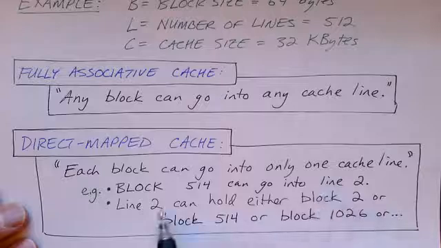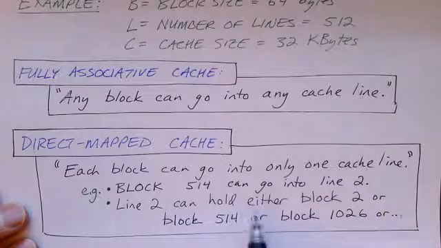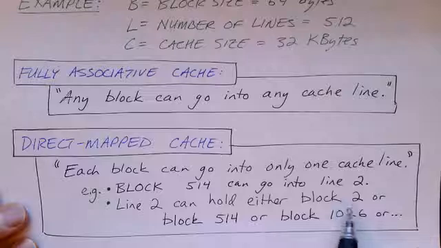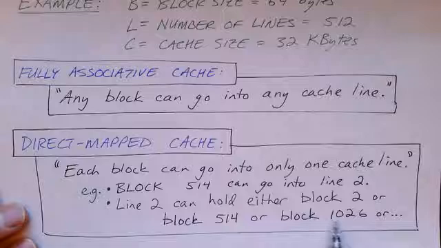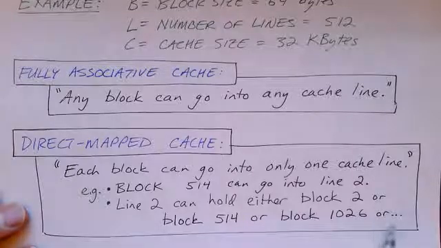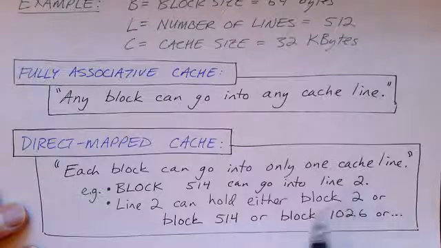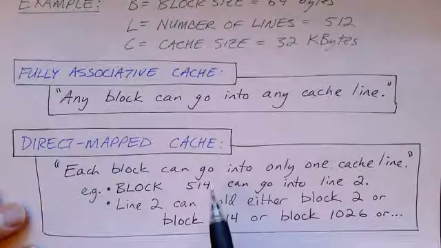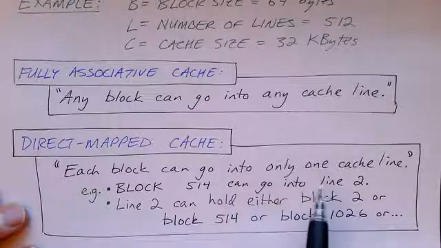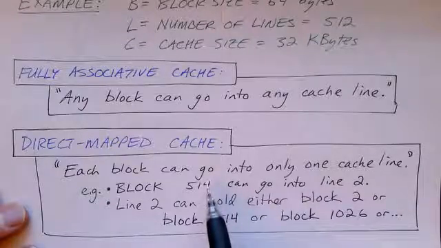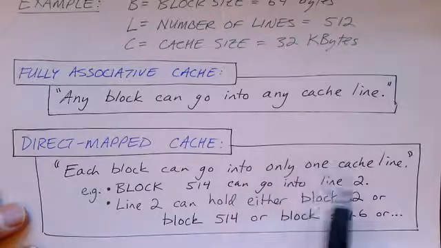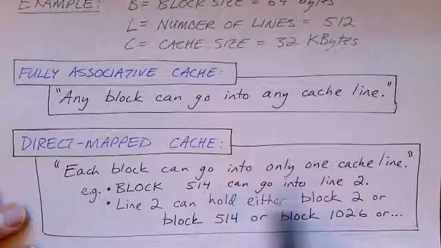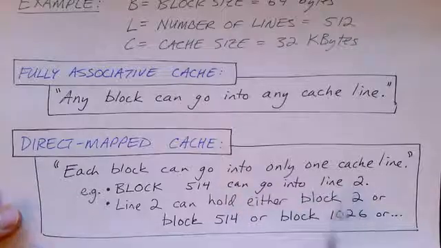And likewise, line 2 can only hold certain blocks. It might hold block number 2, or it might hold block number 514, or it might hold block 1026, and there could be many other possible blocks that could go into line 2. But each block in main memory can only be put into one particular line. For example, block 512 might go into line 0, block 513 might go into line 1, and block 514 can only go into line 2.